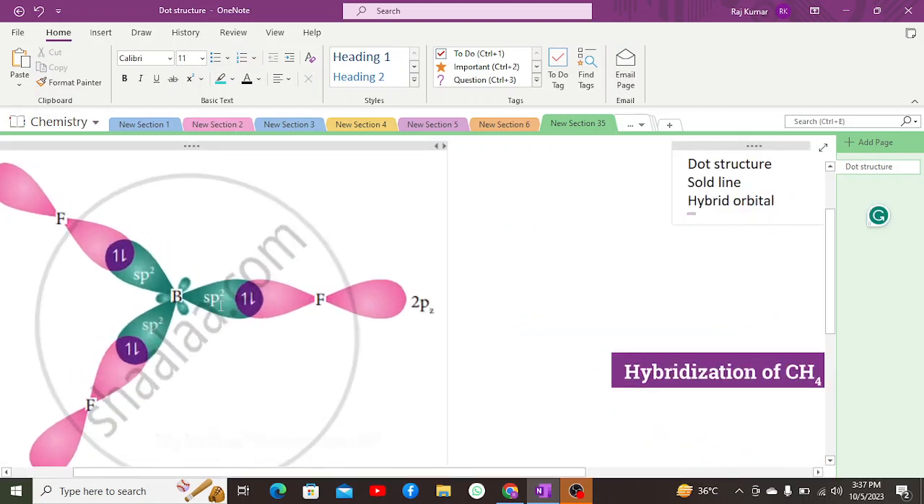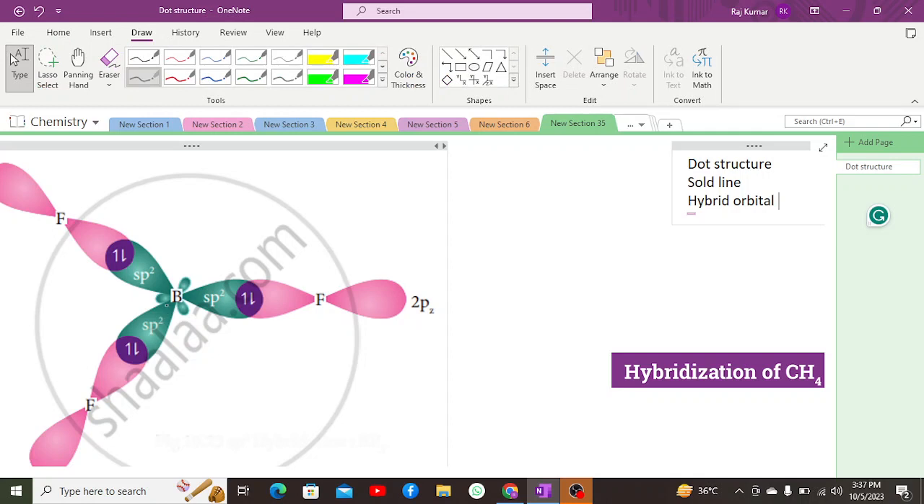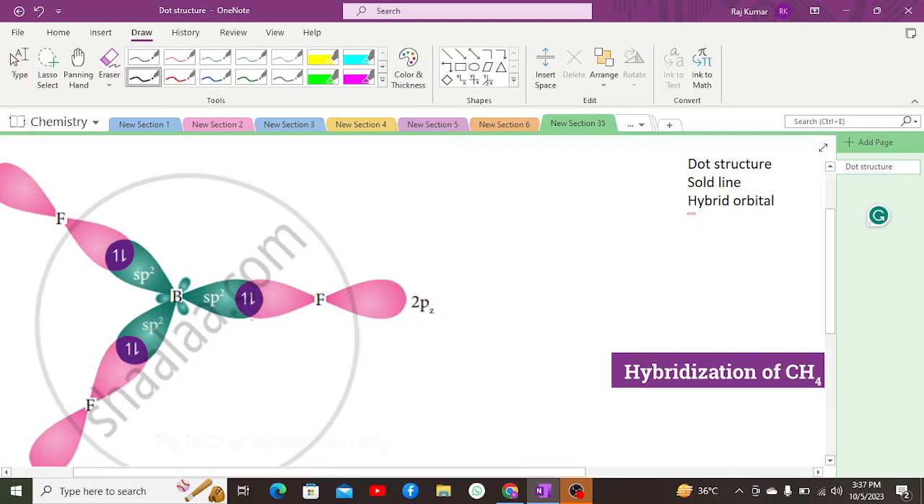Suppose this is boron. As you can see, in boron there are sp2 hybridized orbitals: sp2, sp2, sp2. On the other side, fluorine has its outermost pz orbital. That pz orbital forms a chemical bond with the sp2 hybridized orbital of the central atom, due to which it collectively forms a bond known as a sigma bond.